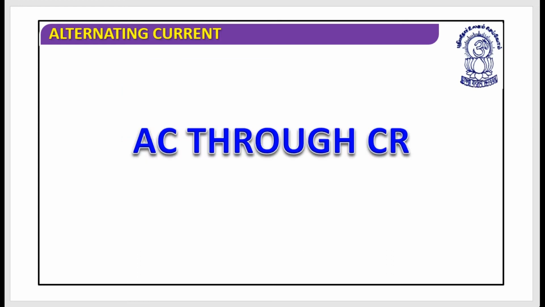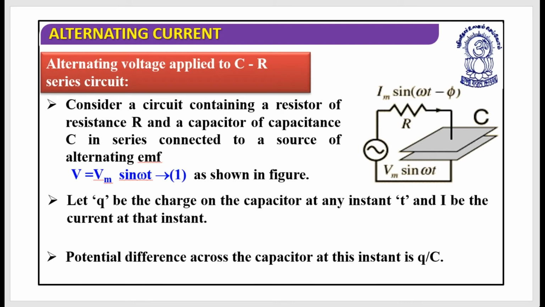In this session, first we are going to see the alternating current through resistance and capacitive circuit, then resistance and inductor, and then series RCL circuits. So let's first begin with alternating current through the RC circuit. C stands for capacitor, R for resistance. So let's have a look.